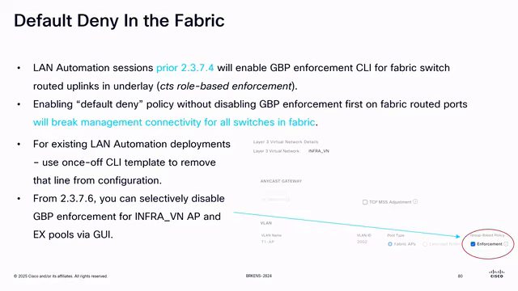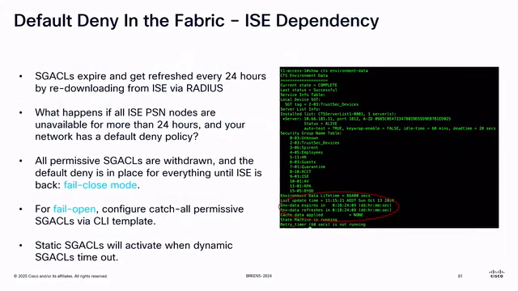Another consideration for default deny is the timing. So think about this. When you enable default deny in the fabric, the default deny access list is pushed to the switch by default, and it stays there indefinitely. Then, once the endpoint comes online and authenticates, the switch downloads a permissive access list that allows the communication. That permissive access list has a lifetime of 24 hours. And if time expires, the switch simply refreshes it from ISE.